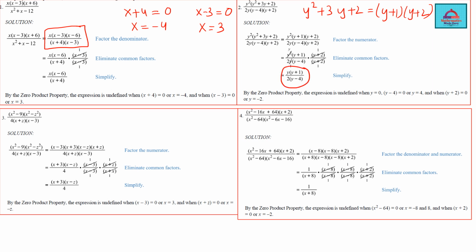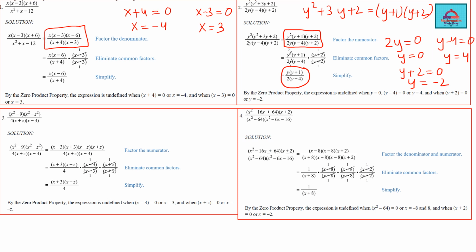Now by zero product property, the expression is going to be undefined at 3 points. As I told you, we look at this part. So the denominator has product of 2y equal to 0 means y equal to 0. Y minus 4 equal to 0 means y equal to 4 is the point, and y plus 2 equal to 0, that means y equal to minus 2 is the point. So these 3 points, it is undefined.